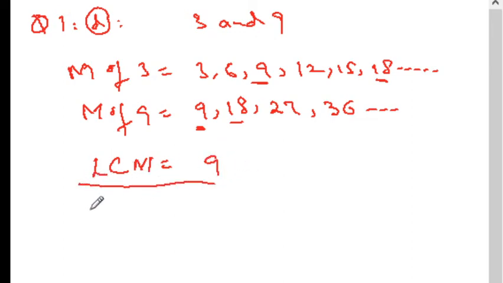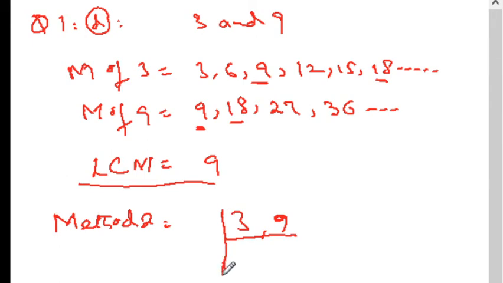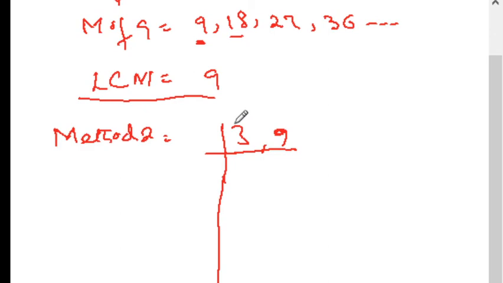Now if I do it with the division method, method 2, right here 3 and 9 in this way. Okay, now try to find the lowest prime number which can divide both of them. So 3 is the lowest prime number. See, 3 ones are 3, 3 threes are 9. Now see here, bring 3 here. 1 is not divisible by 3, so bring 1 as it is, and this is divisible by 3. So see, we got all.